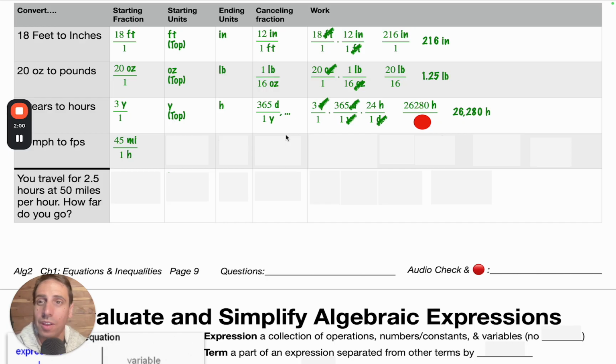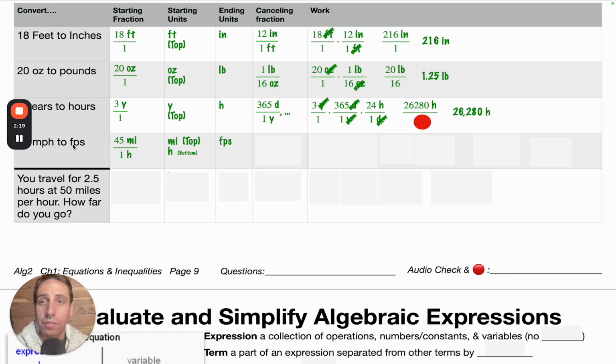So this is our first example of something both in the top and the bottom. And that's okay. The starting units are going to be miles in the top and hours in the bottom. Ending units, we want to have feet in the top and seconds in the bottom. We want it to be feet per second.